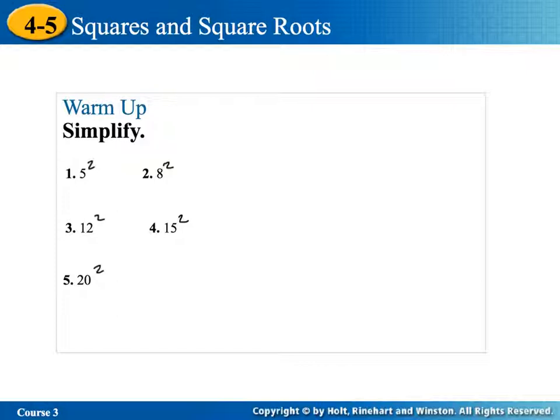All right, so the very first one, we have 5 to the second. Remember, 5 to the second means 5 times 5, not 5 times 2. It is 5 times 5, which is 25. 8 to the second. What does 8 to the second mean? 8 times 8, which is 64. Next one, 12 times 12, because that's what 12 to the second means. Your answer is 144.